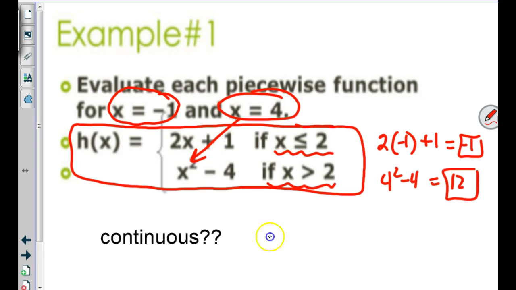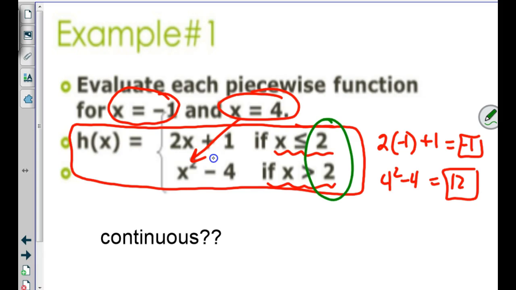Okay, now this business about continuous. This is a line and this is a parabola. Both of those are continuous, okay? So the only place that this could be discontinuous or jump is at what value of x? Anybody know? What's the value where the rule changes? 2. So the question is, if I put a 2 in, do I get the same value out of both? In other words, do both pieces of the graph match up?